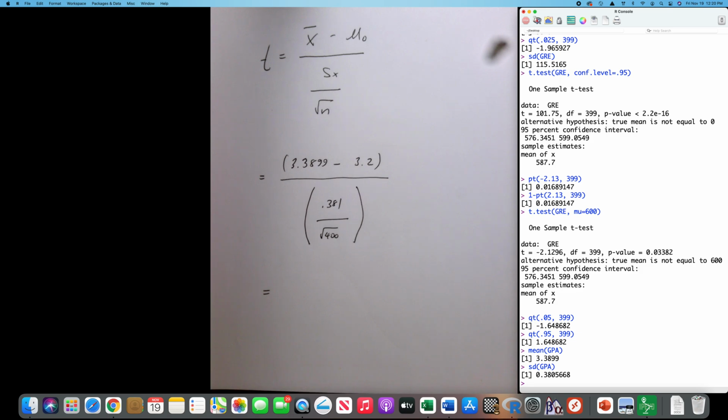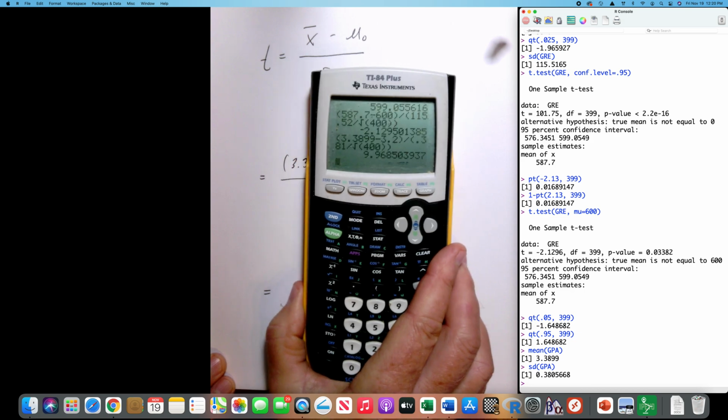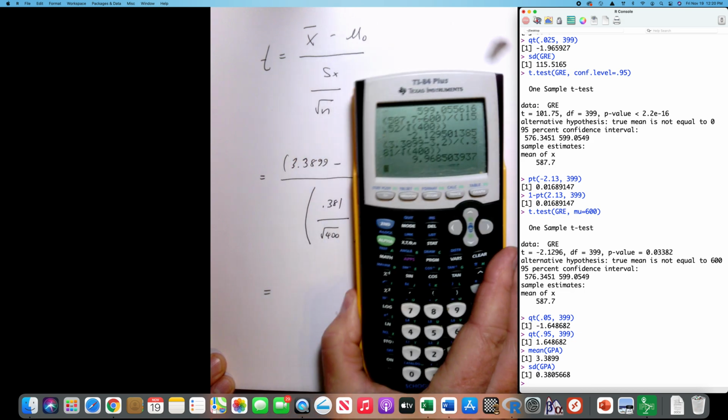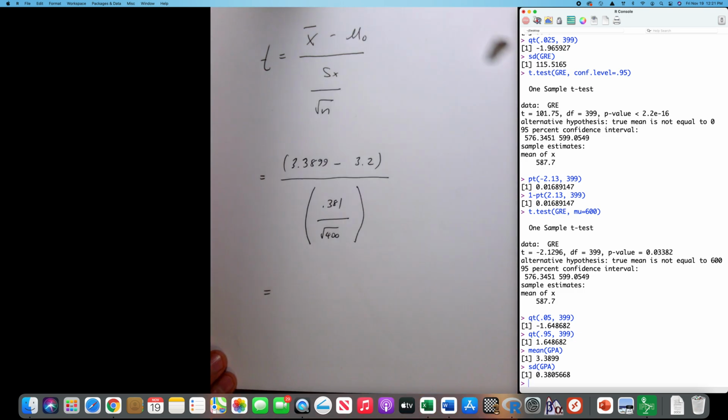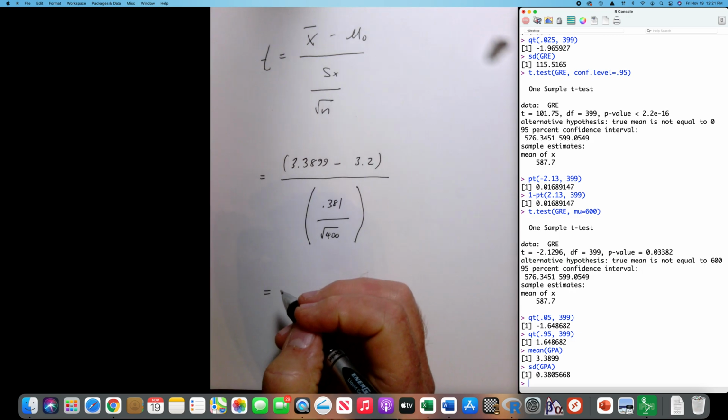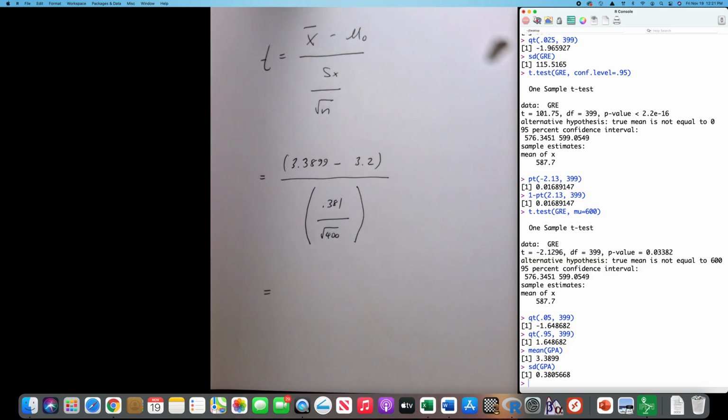0.381. So I get 9.97. I don't think I did anything incorrect there. Seems kind of high, but it is what it is. 0.381, 400, yeah. So again, 9.97.